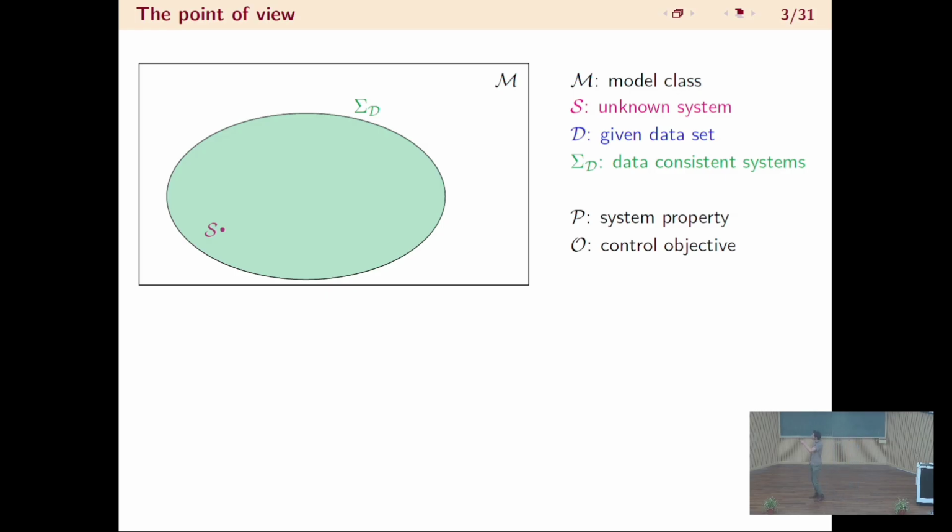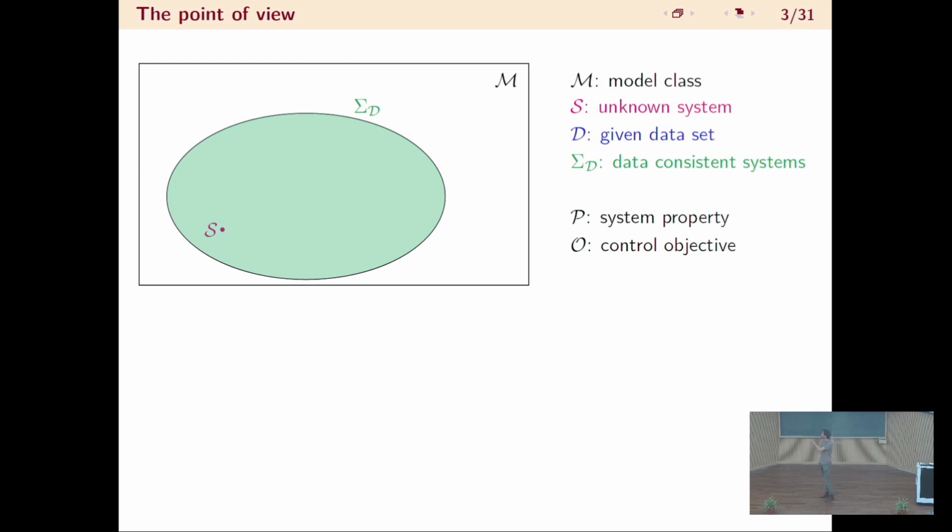On the other hand, there are also these systems in this green region over here, and those are all systems that are consistent with the data. In other words, all those systems could have generated the data set D. In particular, because our data comes from this true system S, also S is within this set sigma D, right? So sigma D consists of all systems consistent with the data. All of these systems in sigma D could have generated the data.